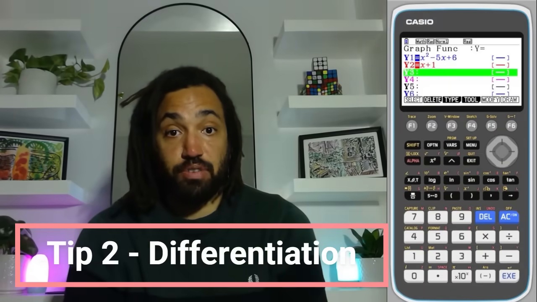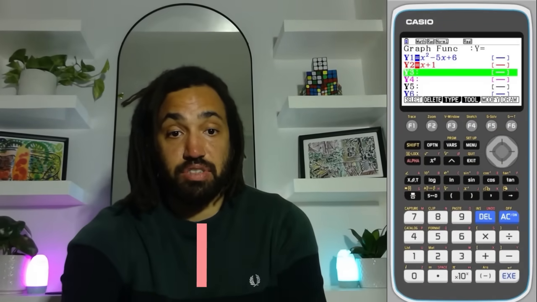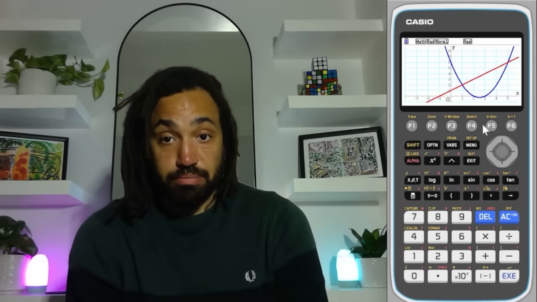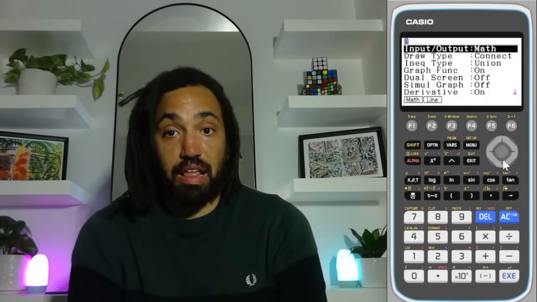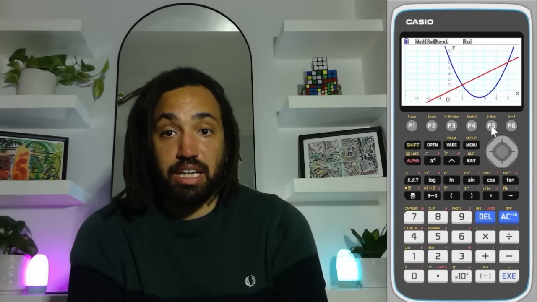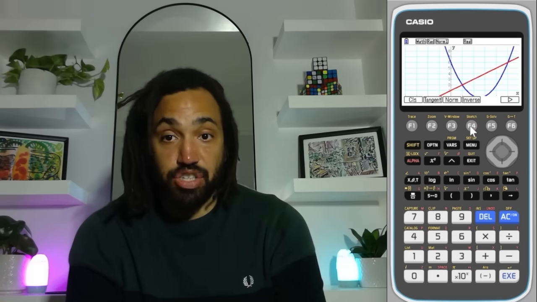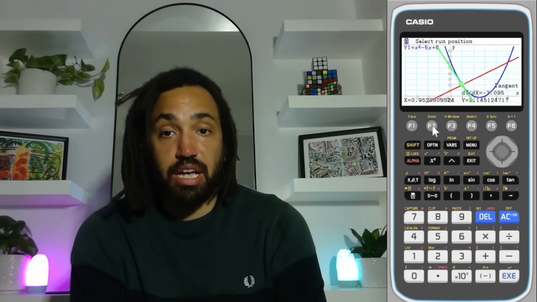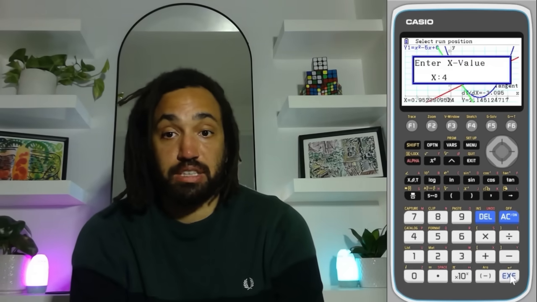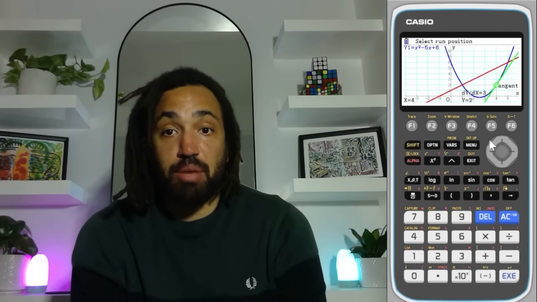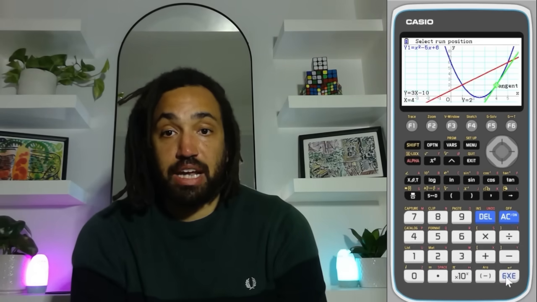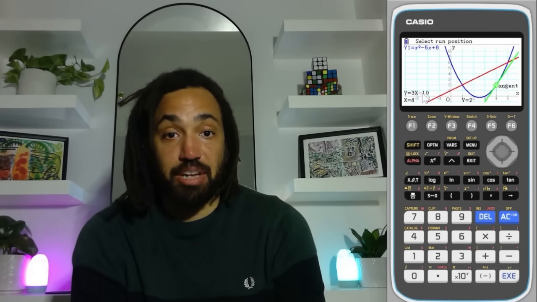Tip number 2, differentiation. I've got my two functions from the previous example and what I'm going to do is click on Shift Setup and make sure that I've got derivative turned on. And once I've done that, I can click on Sketch and click Tangent and then I can choose an x value to investigate. So let's click 4, x equals 4. And it tells me right there what the gradient is at that point and also what the y value is. And if I press execute again, it gives me the equation of the tangent at that particular point.